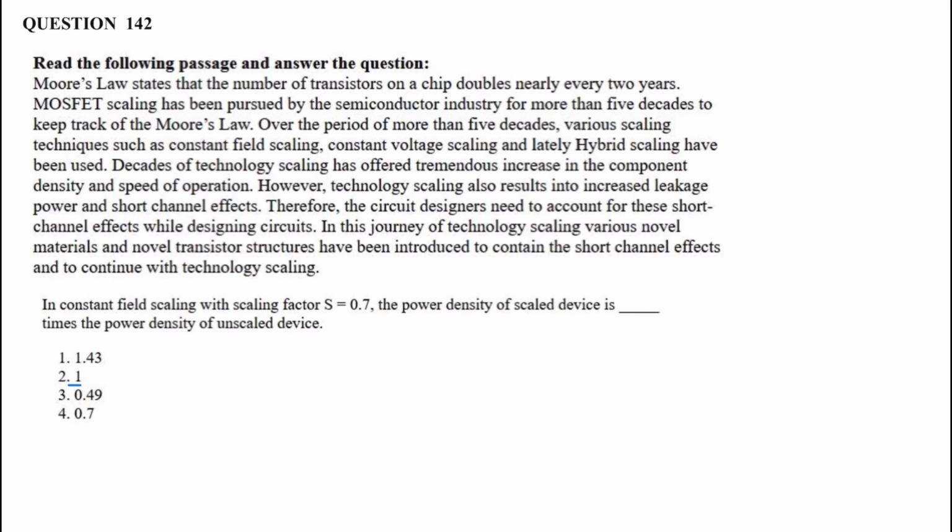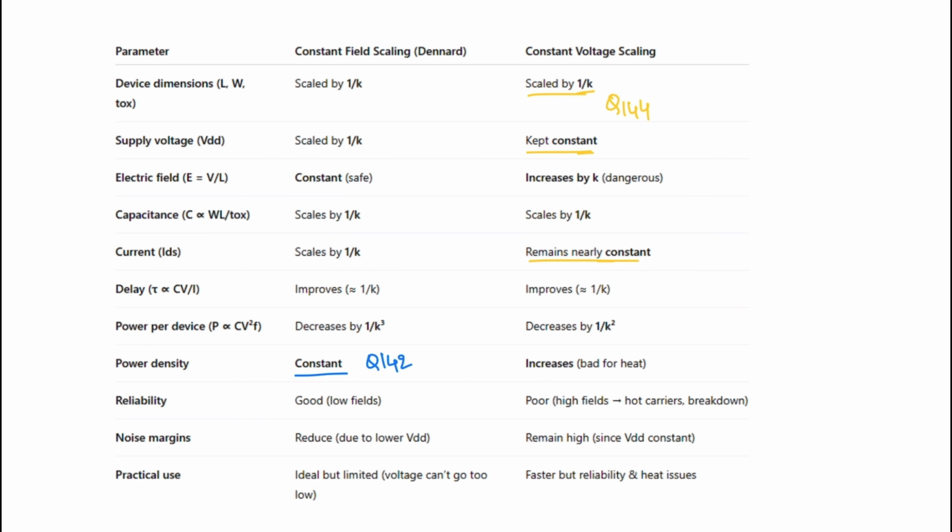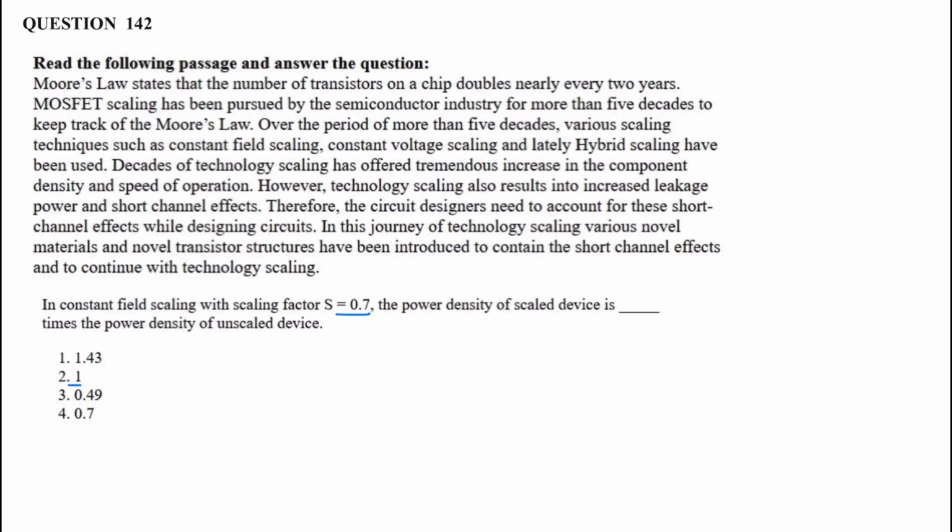Next question. In constant field scaling with a scaling factor of S equal to 0.7, the power density of the scaled device is dash times the power density of the unscaled device. They have mentioned constant field scaling. Power density is constant irrespective of the scaling factor. Therefore, the correct answer is option 1. The power density of the scaled device is the same as the power density of the unscaled device.